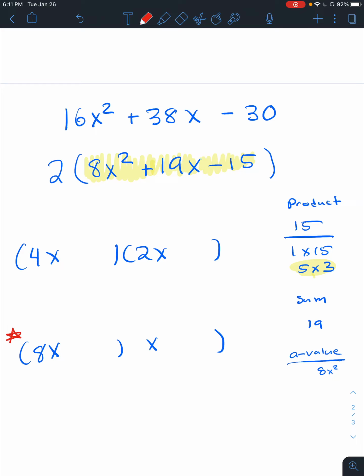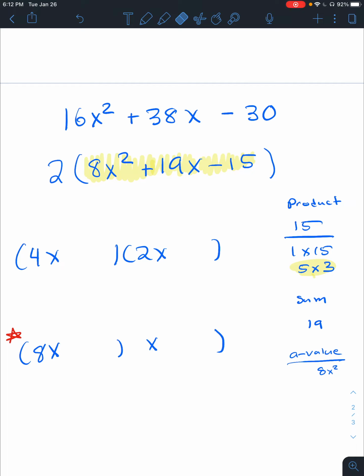So 1 and 15. If I put 15 here, 4 times 15 is 60. And if I put a 1 here, I get 2x. It doesn't even matter about the signs here because that's just too big. So I know that's not right. Quick swap. 15, 1, 4x, 30x. Once again, it doesn't matter if this was positive and this was negative. 4x minus 30x is negative 26x. That doesn't work.